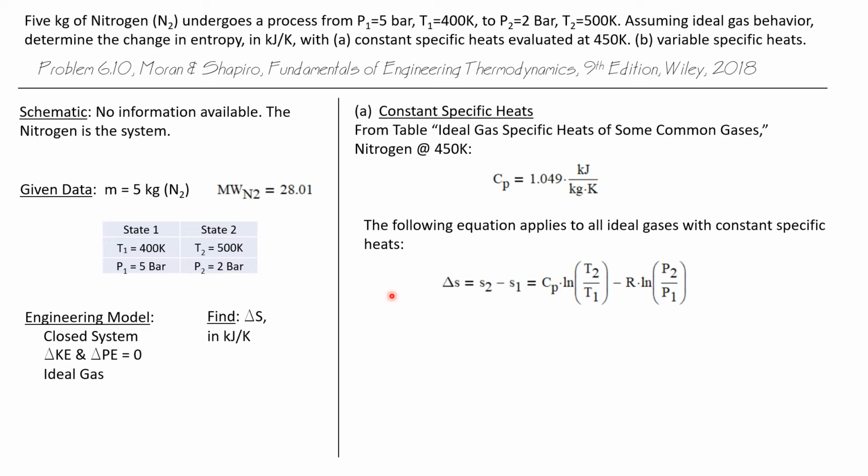Now we're going to use this expression for delta S because we have constant specific heats. We're not going to use S0 values. Here we're going to use the value of C sub P. And we know that delta S is C sub P times the natural log of T2 over T1 minus the gas constant for nitrogen times the natural log of P2 over P1.